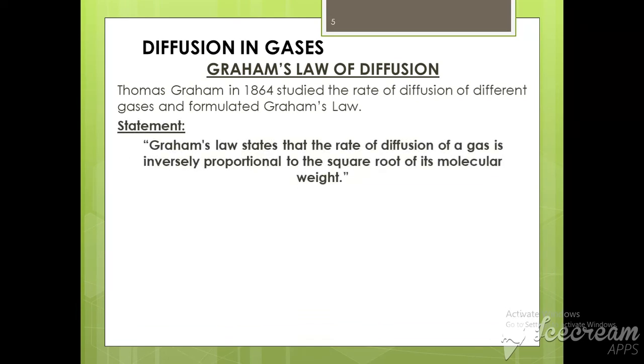It states that the rate of diffusion of a gas is inversely proportional to the square root of its molecular weight. For better understanding, you should know what inversely proportional means. Inversely proportional means that when one quantity is increasing, the other quantity will decrease. Same is happening here. That is, the rate of diffusion is increasing when the molecular weight is less.